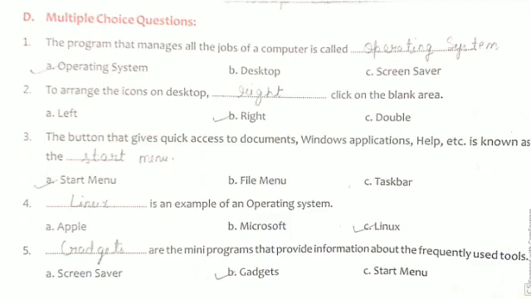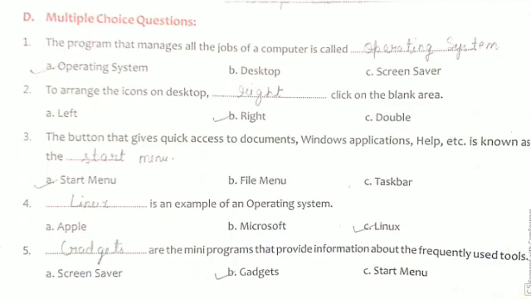Third is: the button that gives quick access to documents, Windows applications, help, etc. is known as the start menu. When we click on the start menu, that is the start button, then we have all these things. We have the documents, Windows applications, everything. Okay. Fourth is: dash is an example of an operating system. As we know, Apple is the name of a company, Microsoft is also the name of a company, and Linux is an example of an operating system. So the right answer is Linux.